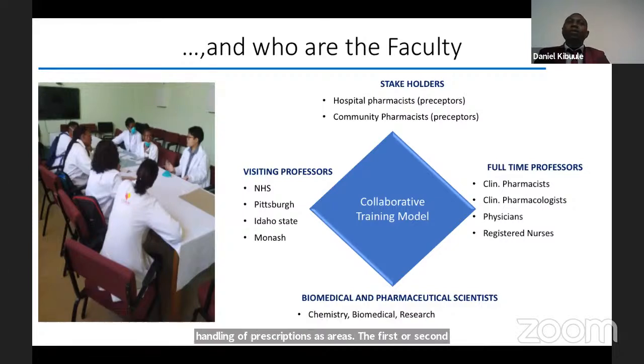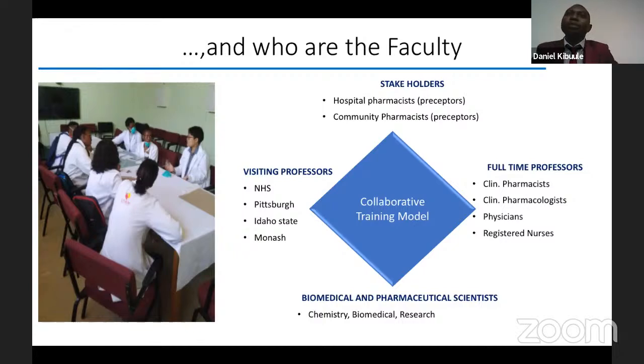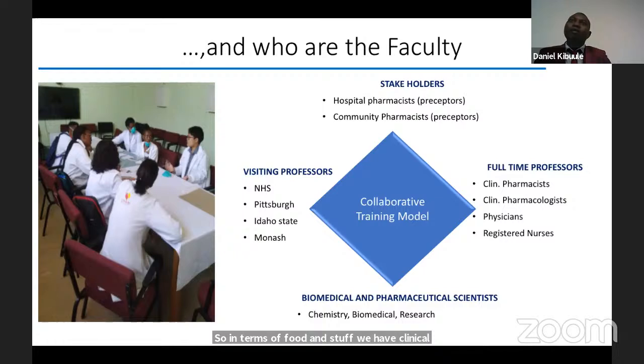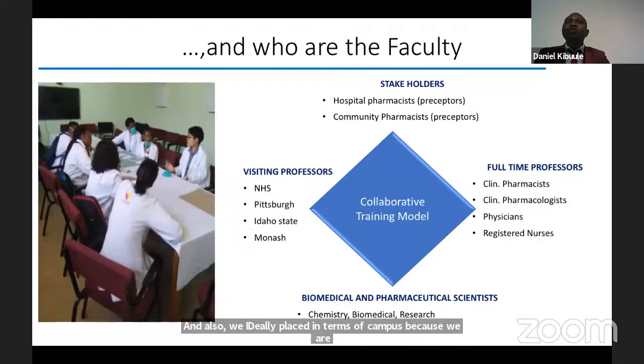So part of the faculty also comes from colleagues with background in biomedical and pharmaceutical sciences. So a strong background in chemistry, biomedical sciences, and research. So in terms of full-time staff, we have clinical pharmacists, and these really are helping with the clinical rotations. We have clinical pharmacologists. We have a very good working relationship with physicians. And also, we are ideally placed in terms of our campus because we are nearby to 2 teaching hospitals. So we do rotations in those 2 hospitals.